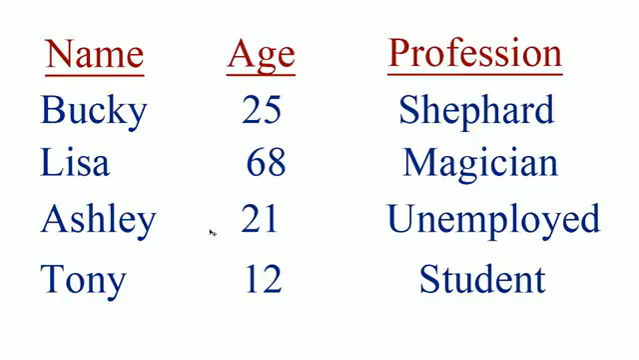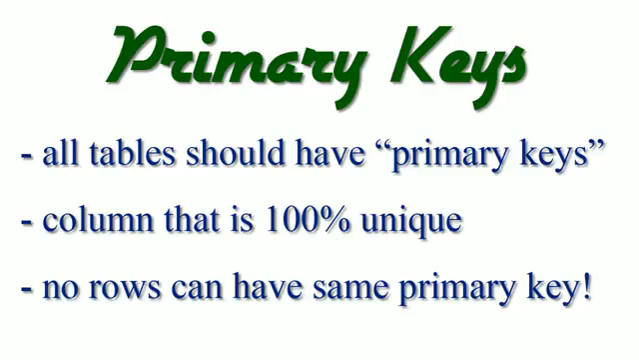Probably 5,000, I'm guessing. Well, this isn't a really effective way to make a table because you can have a lot of duplicate entries. You can even have an Ashley that's 21 and unemployed. There are probably a couple hundred of those. So instead of just making a table like this, what you need to use is a primary key. Now remember this, whenever you make a table in a database, you need to have a primary key, and that is a column that's guaranteed to be 100% unique. So basically, no rows can have the same primary key.